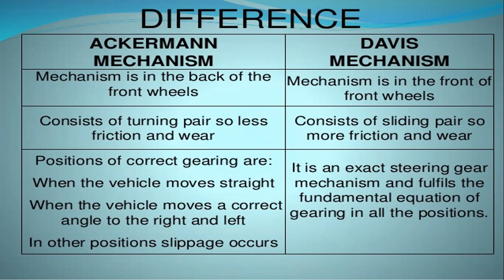In the Ackermann's steering gear mechanism, it consists of turning pairs, so there is less friction and less wear. By using the turning pairs, there is not much friction in the turning pairs, and that is why it has less wear than the Davis steering gear mechanism.